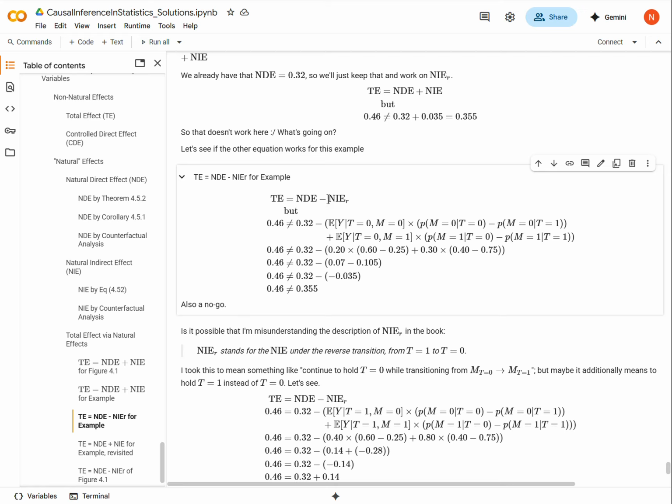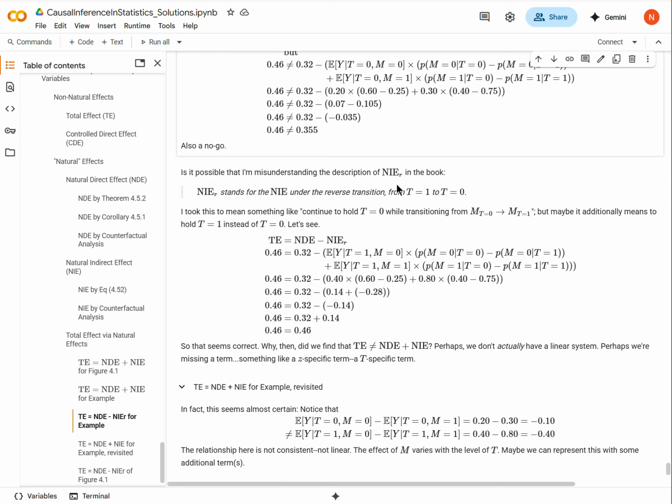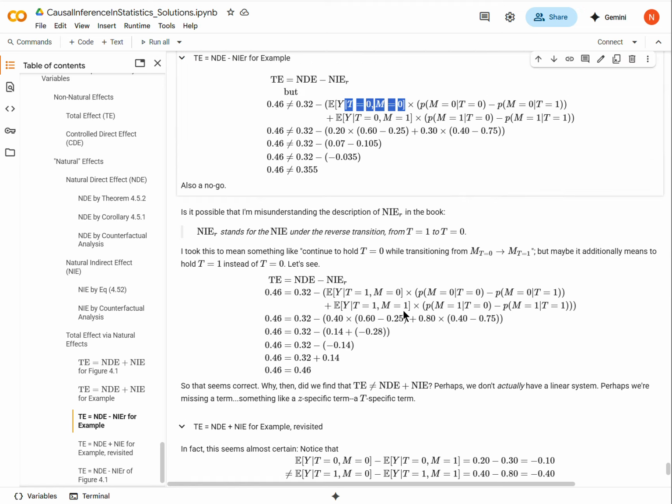I felt like I had done what the book prescribed in order to find this, but it turned out that how it is described in the book is just slightly misleading, or it was misleading for me. I continued to hold t equal to 0, and then flipped the order of the mediators, which one was being subtracted from which, and I did this just based on the wording in the book. But it turns out that for NIE sub r, we need to set t equal to 1 rather than t equals 0.